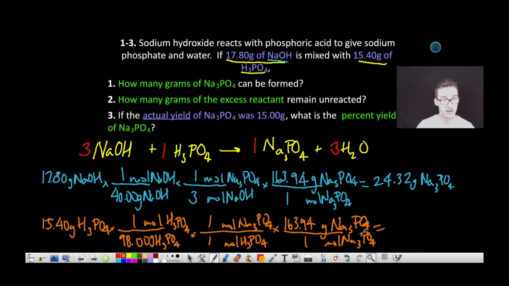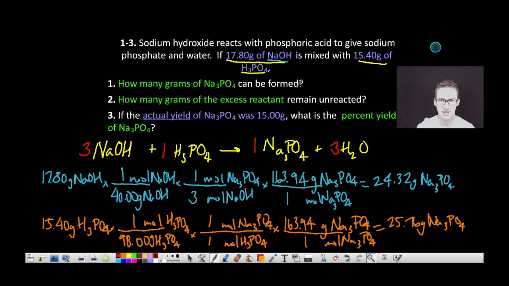Bust out your calculator, solve this. You end up with 25.76 grams of Na3PO4. Okay, so why did we just do that?